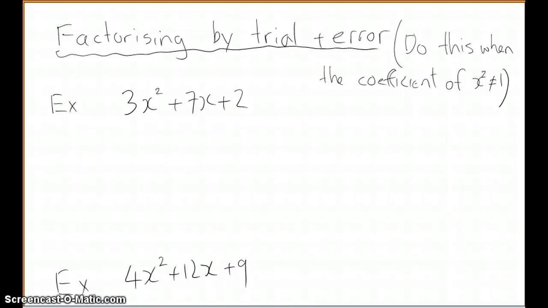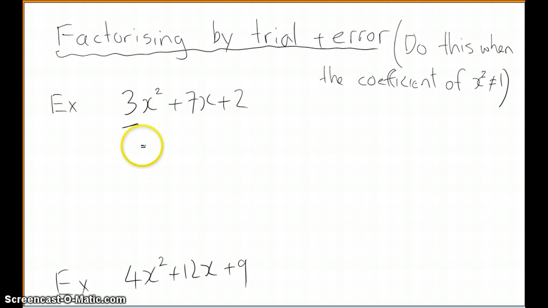So solving by trial and error, you do this when the coefficient of x squared is not equal to 1. Usually you don't see a number in front of the x squared, and that's because the coefficient is 1. So if it's not 1, i.e. it's 2, 3, 4, 5 or any other number, then you've got to start solving or factorising by trial and error.